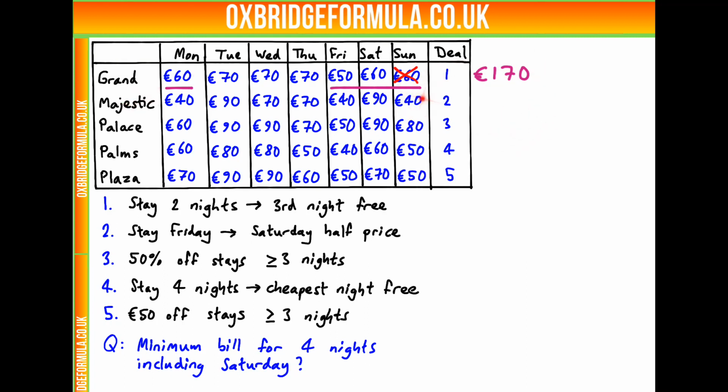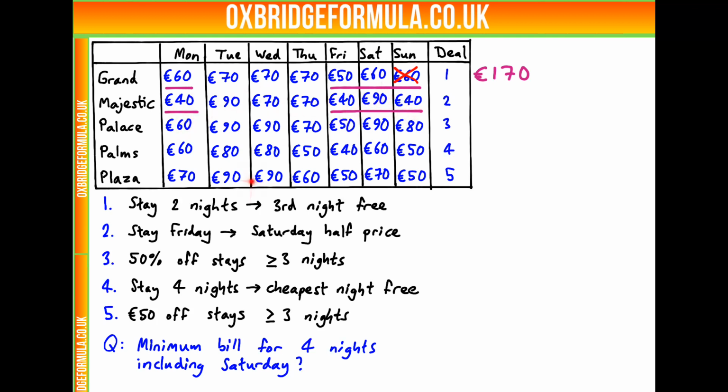For the Majestic Hotel, our deal is that we get Saturday half price if we stay on Friday. So let's take that into account when we're choosing our 4 days. So if we need Friday, we need Saturday. Let's look either side of that to see where the cheapest days are. We can see that Sunday and Monday are a lot cheaper than Wednesday and Thursday. And so naturally we're going to want to choose Friday through to Monday.